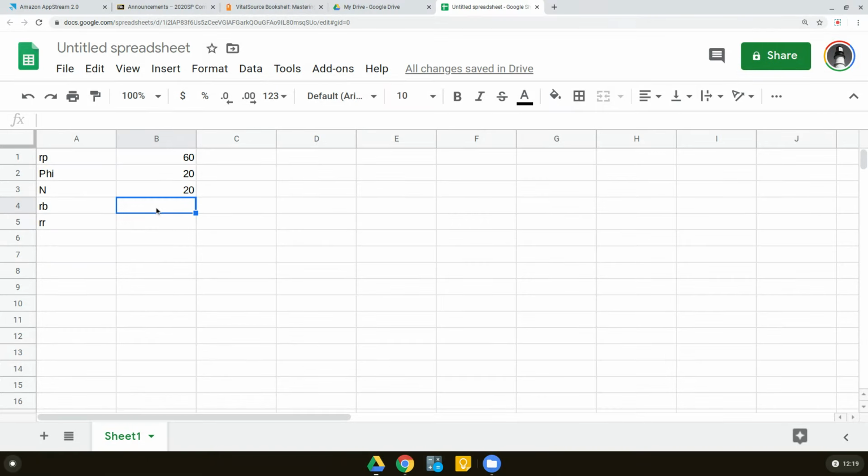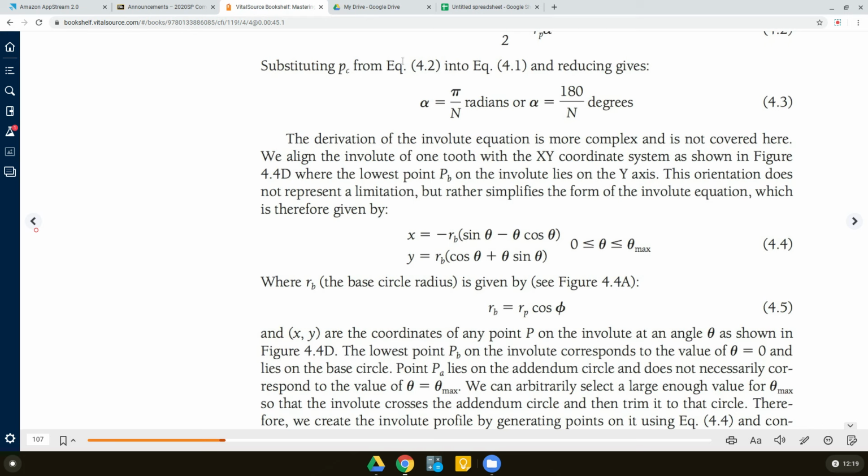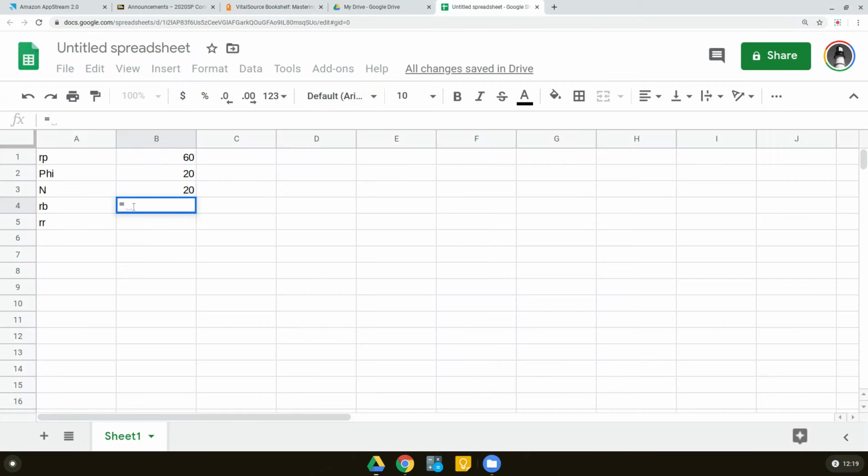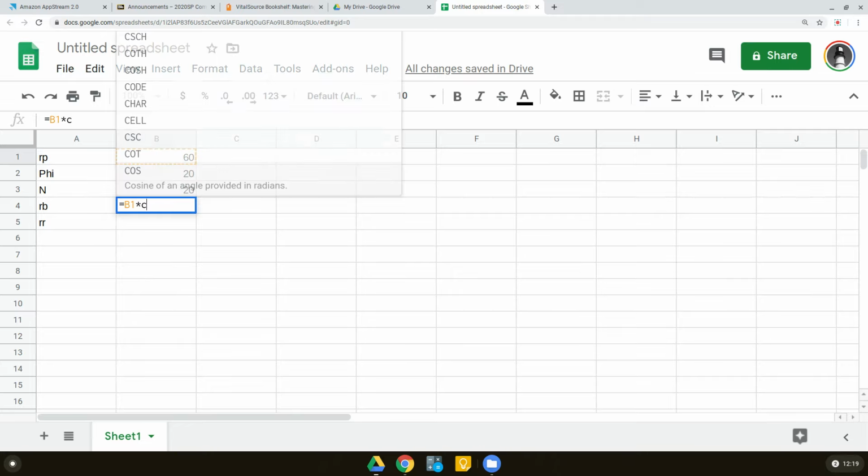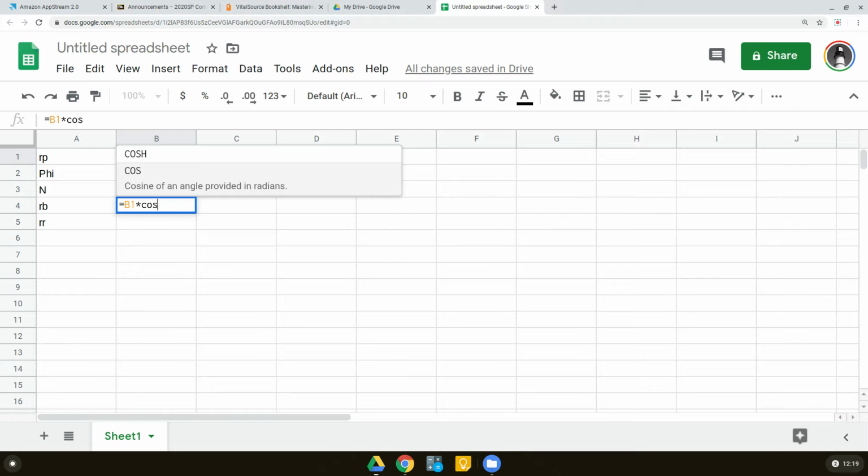So RB is equal to RP times cosine of phi. RP, which is this, times cosine of phi. So COS, that's good. I got the function cosine. But it says cosine of an angle provided in radians, and the angle that we have in is in degrees. So we will have to convert that angle into radians first and then take cosine of it.